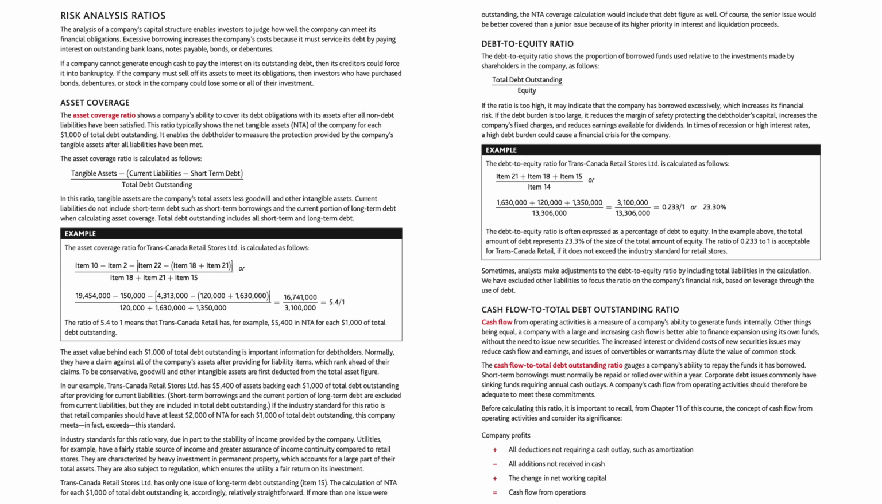TransCanada Retail Stores has only one issue of long-term debt outstanding, which is item 15. The calculation of NTA for each $1,000 of total debt outstanding is, accordingly, relatively straightforward. If more than one issue were outstanding, the NTA coverage calculation would include that debt figure as well. Of course, the senior issue would be better covered than a junior issue because of its higher priority in interest and liquidation proceeds.